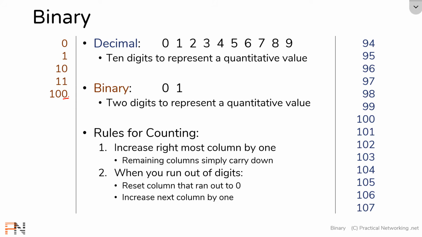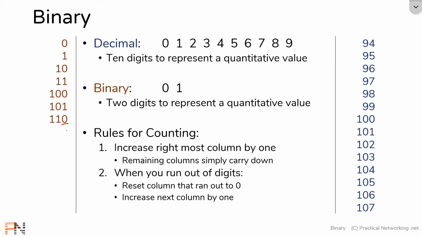We can increase this guy by 1. That gets us to 1. Since we were able to increment, everything else simply carries down, which brings us to binary 101. This column can't increase anymore, so we'll reset that guy to 0. This column can increase, so we'll increase that by 1. Since we were able to increment, everything else simply carries down, which brings us to binary 110.